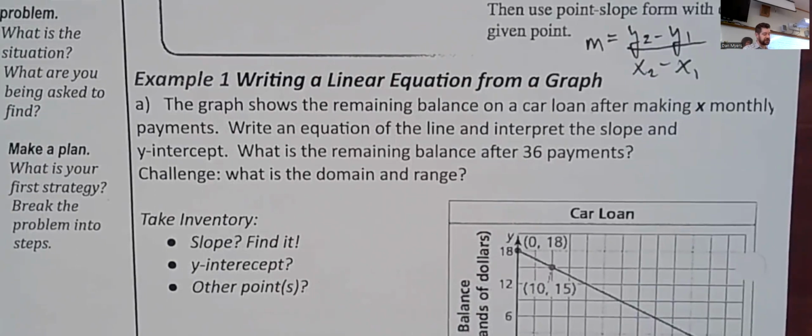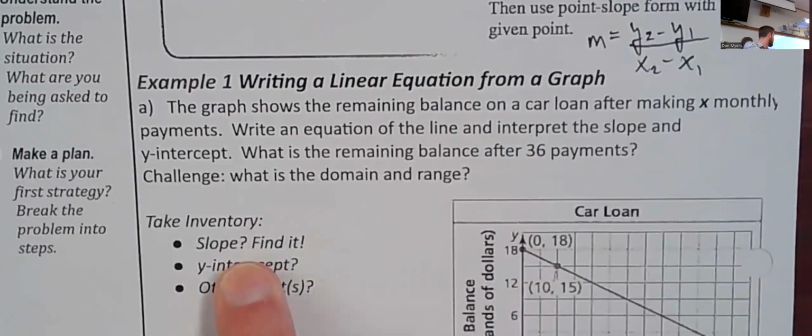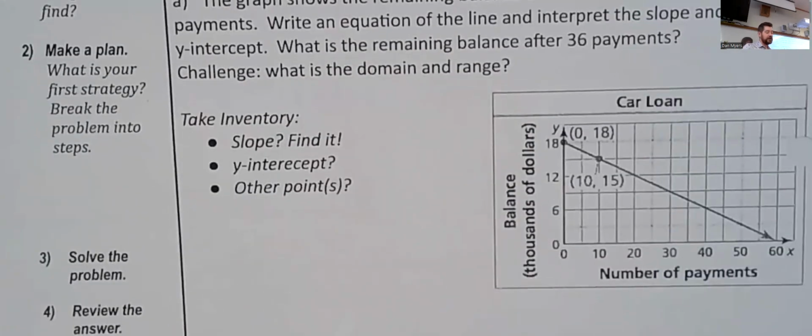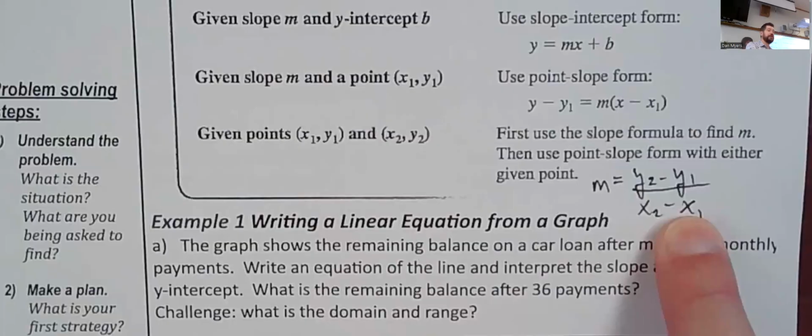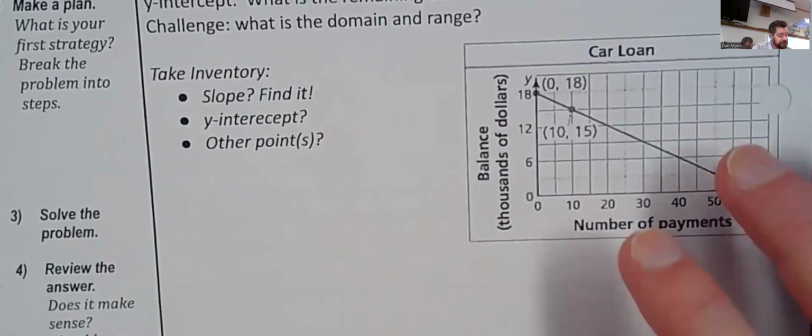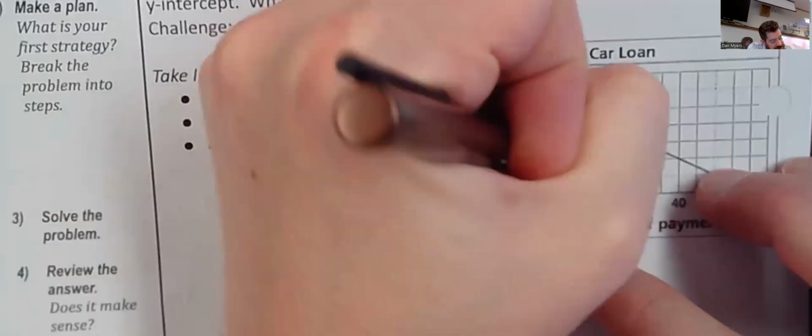So you're going to take your inventory. First thing we need to do is figure out our slope. That's what it tells us right here, so it's going to guide you through this one. Find the slope. All right, so we should probably go ahead and use the slope formula if we're finding the slope. And we have two coordinates here. So I'm going to call the top one x1, y1, and we'll call the bottom one x2, y2.